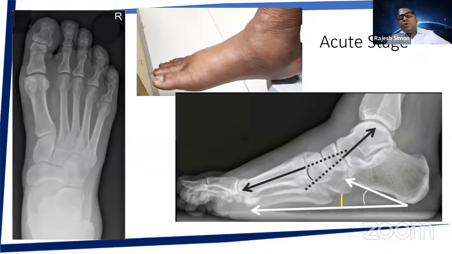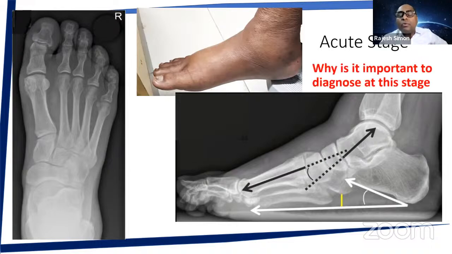So this is one of my own patients from my early days when I said this is Charcot foot. Why I thought about Charcot foot, and why it is important to diagnose at this stage, is because when I saw this foot, I saw this swelling and then the X-ray, this was something which caught my attention. A small spicule of bone. I hope you guys can see it. A small spicule of bone there. And I said, this is Charcot foot.